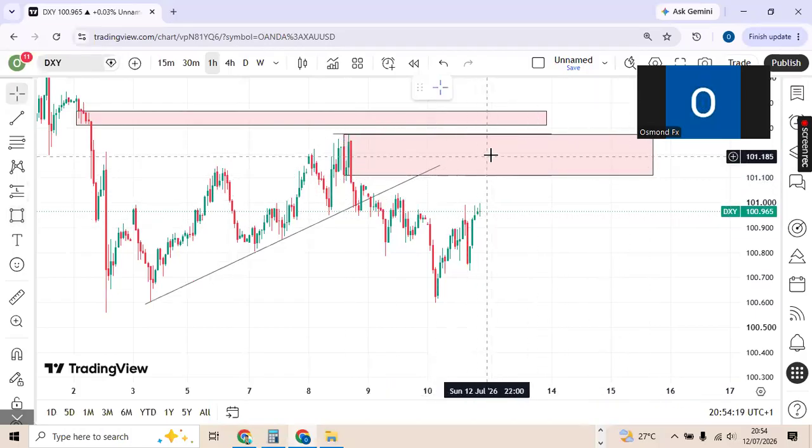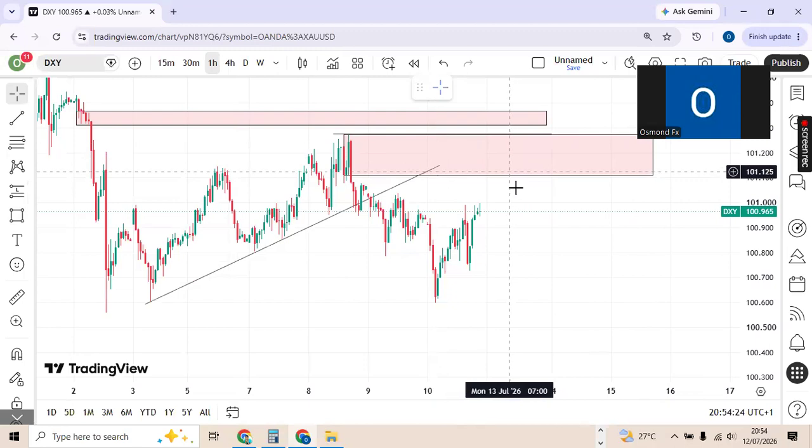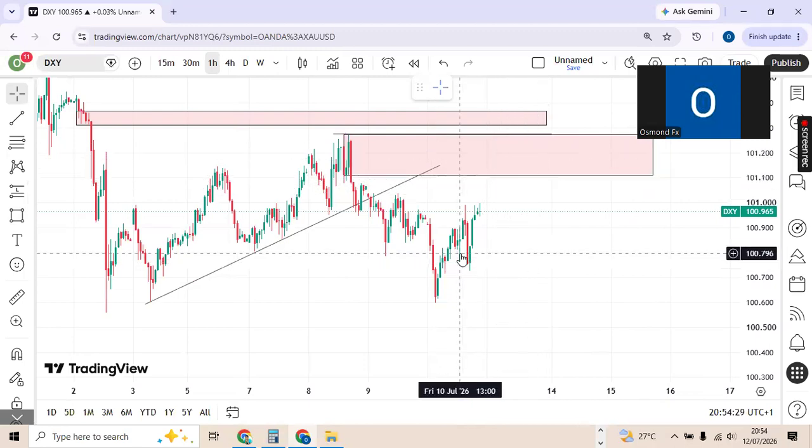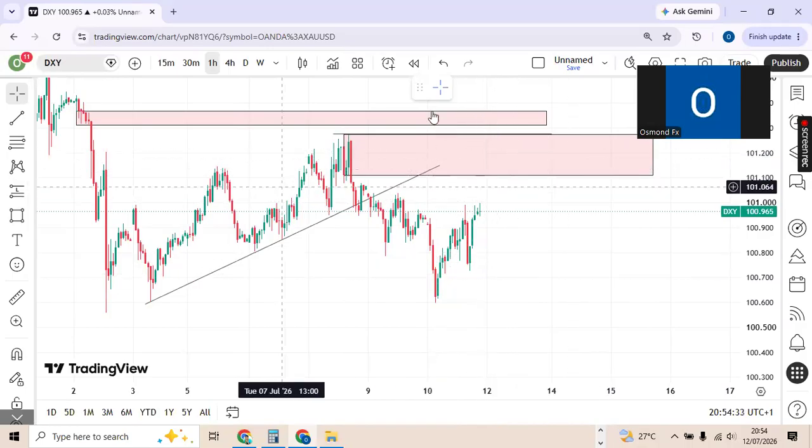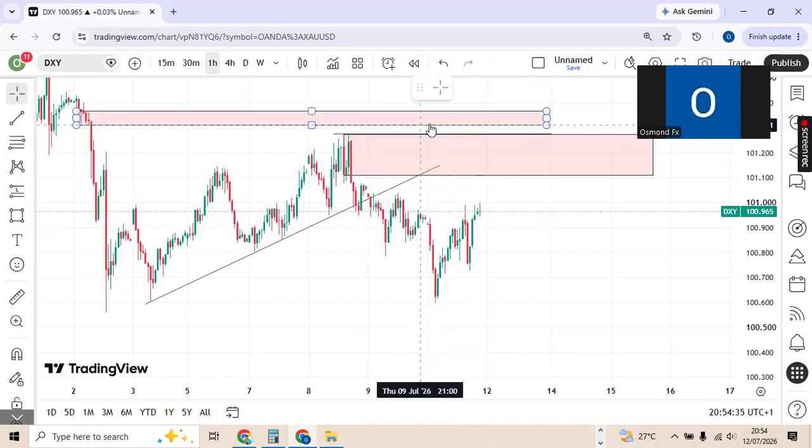So if the market comes back to this demand zone, we go to a lower time frame like the 5 minutes or 15 minutes and look for a change of character, okay, then we could possibly sell. So I'm expecting the market to start selling from this area and the upper level here.